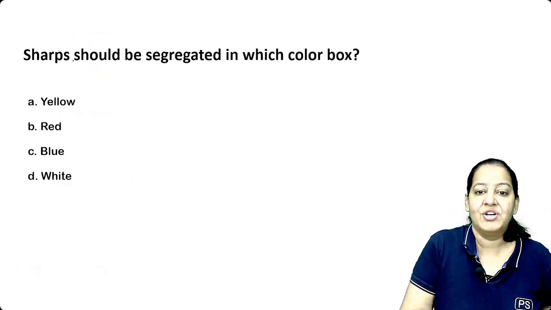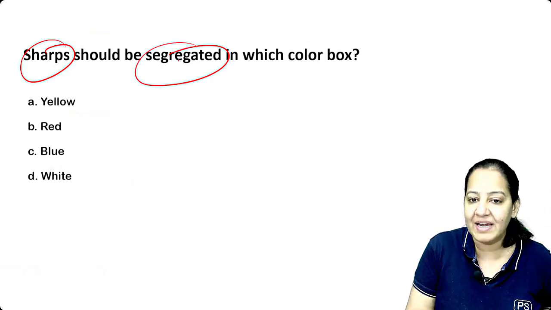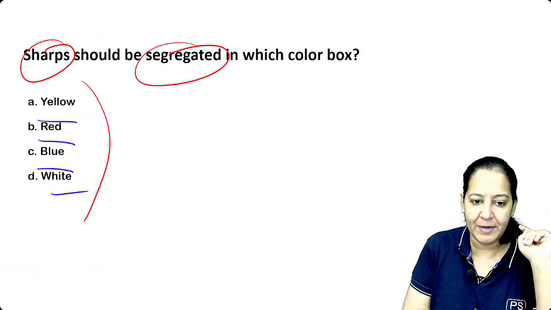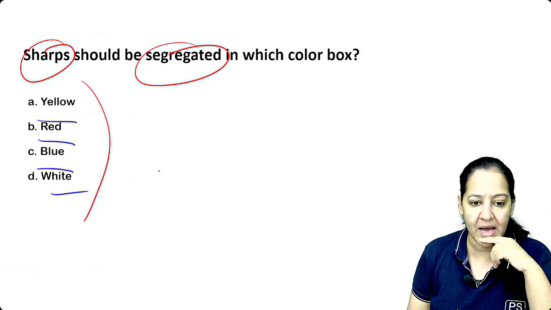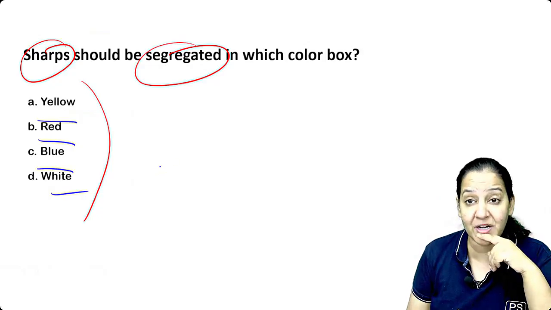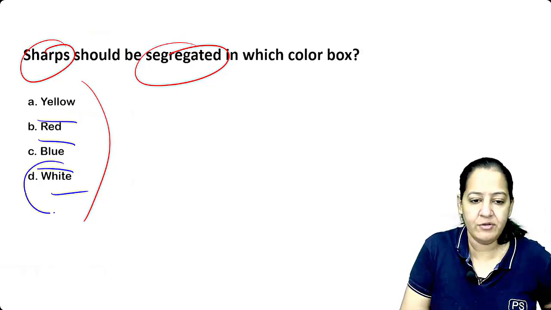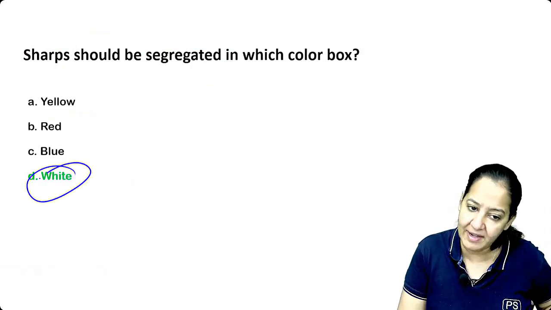Okay, the next. Sharps should be segregated in which color? Yellow, red, blue, or white? Which is puncture proof, leak proof? Yes, you all are right. Very good. The sharps are discarded in the white one.